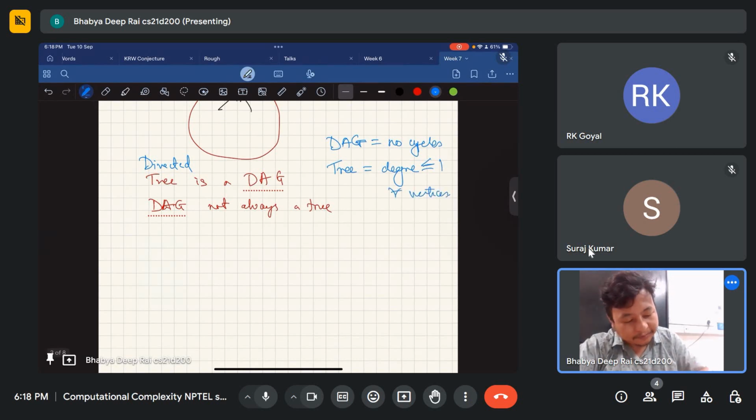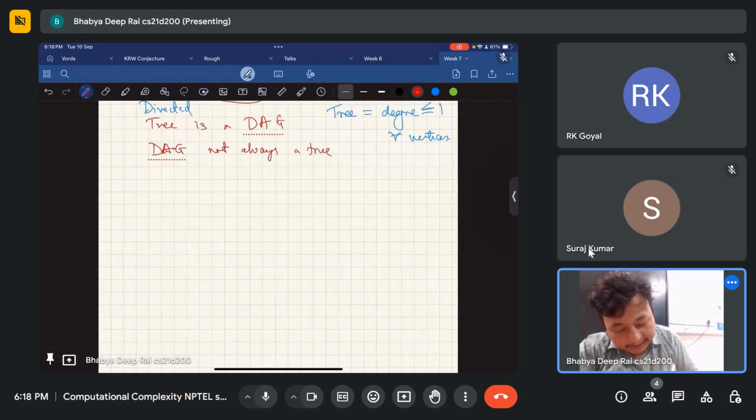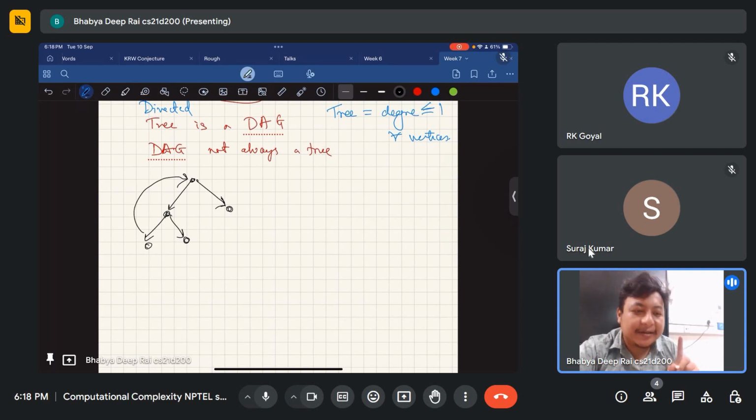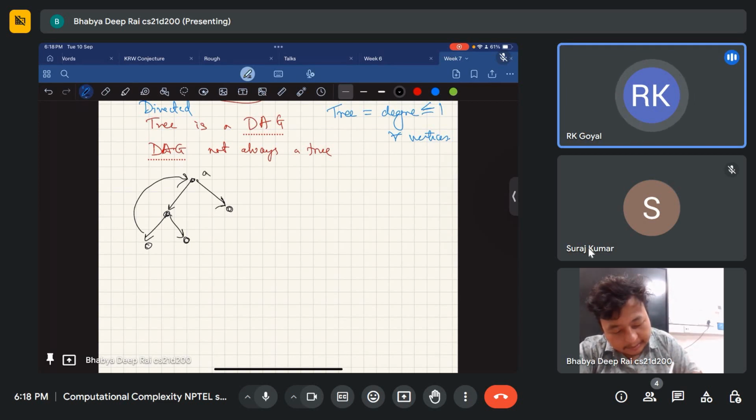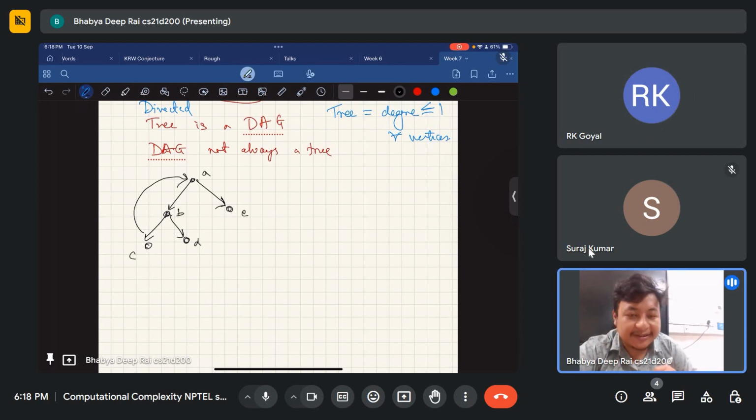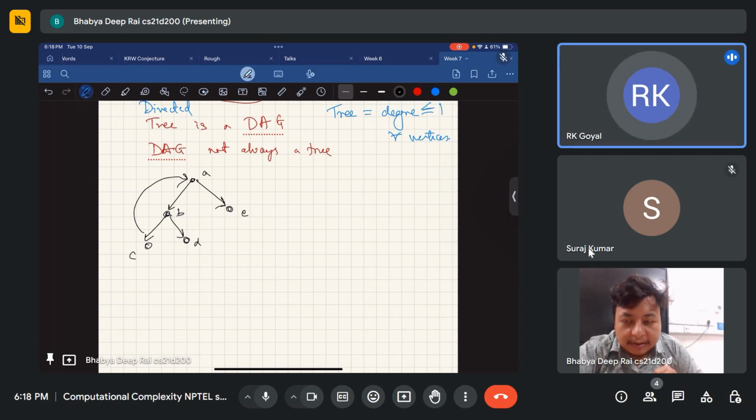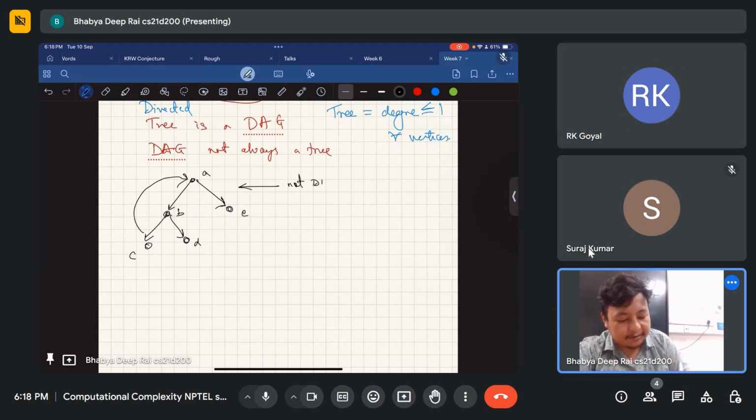Now here is an example. I'm going to ask you, is this a DAG? No, this is not a DAG. This was the cycle. Where's the cycle? The cycle is from A to B and then B to C and then from C to A. This is not a DAG, right? Correct. That is the cycle.